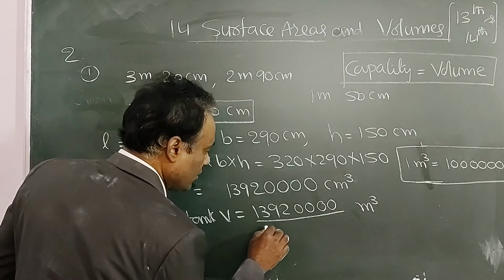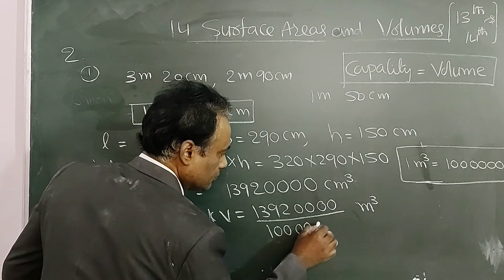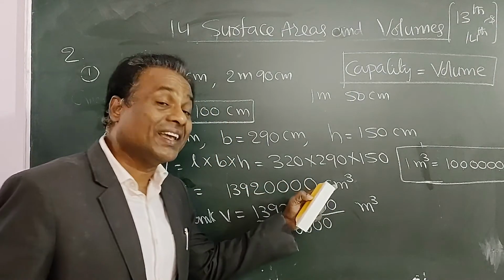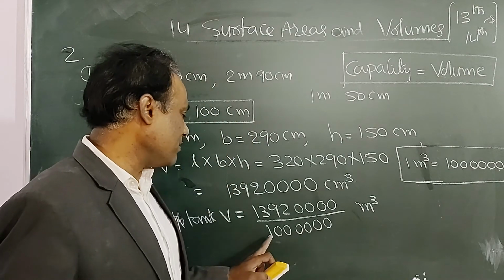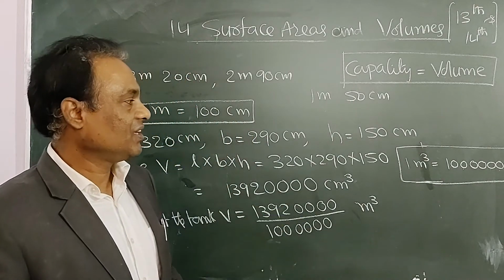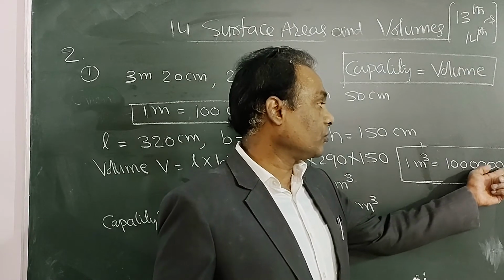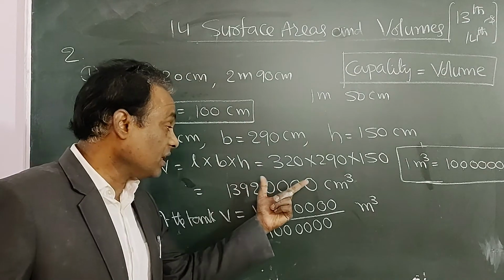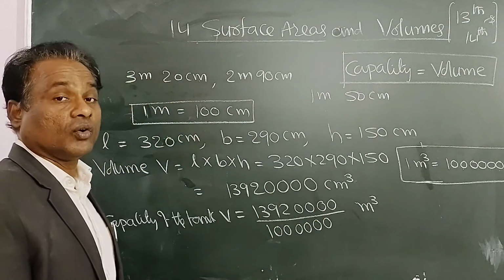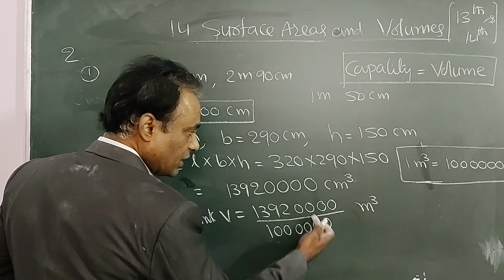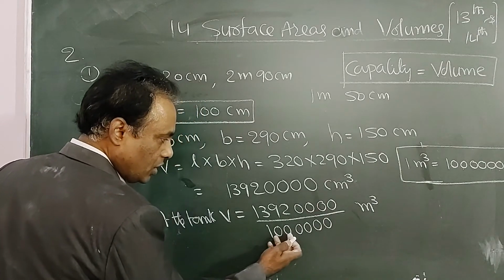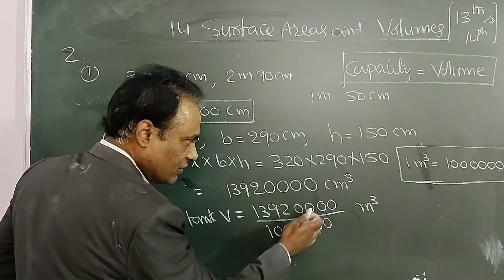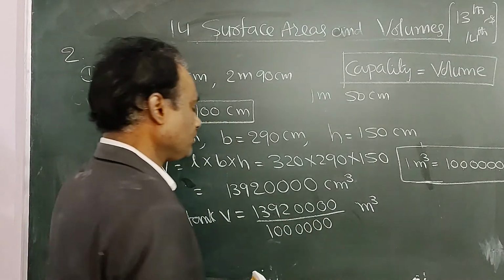So divide this by 6 zeros. The answer is in meter cube. To convert the centimeter cube into meter cube, divide by that 10 lakhs. 1 meter cube is equal to these many centimeter cube. So divide by 10 lakhs. Zero cancels, zero cancels, zero cancels, zero cancels. 2 zeros remain, so put the decimal here.